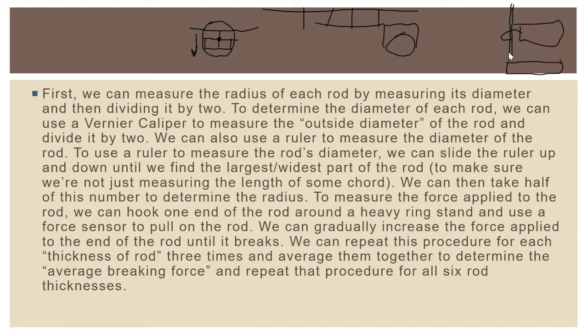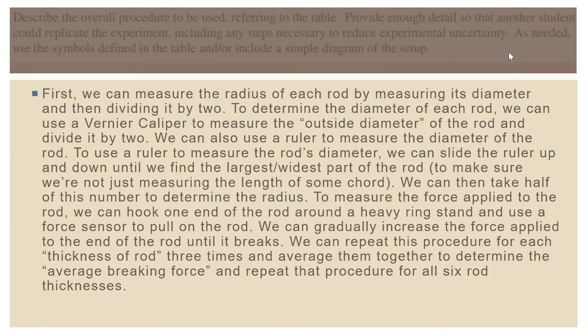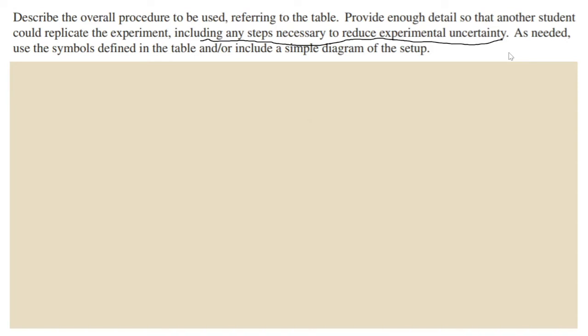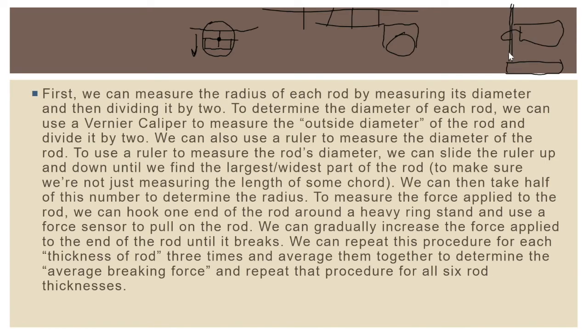Now, just before we move on here, I think it's important to realize there's going to be one point here, I think especially because they said, including any steps necessary to reduce experimental uncertainty, there's going to be a point for that. These things are usually 4 points. So I'm going to assume there may be some point for a reasonable procedure that would allow you to confirm or refute the kid's hypotheses or the kid's models. 1 point for talking about measuring the diameter or the radius, and then 1 point for talking about how to measure the force. That's pretty much it.